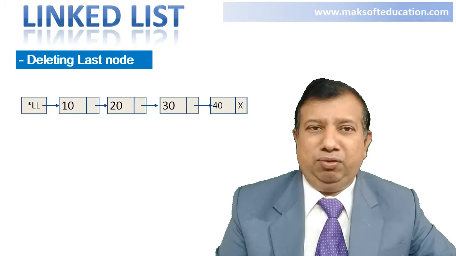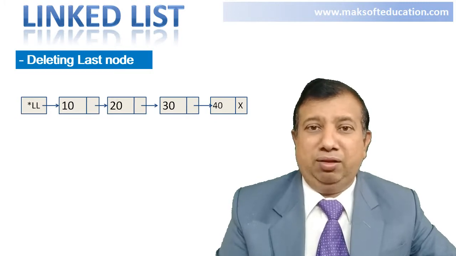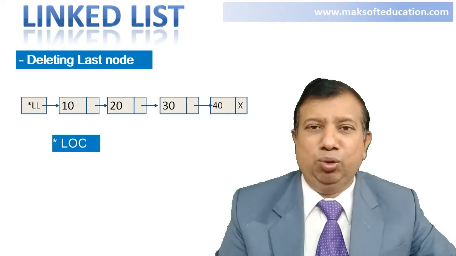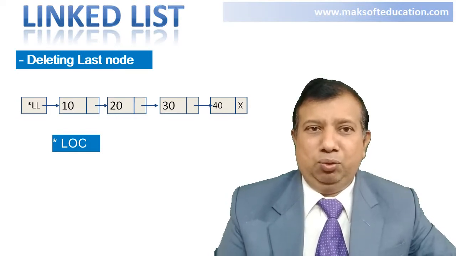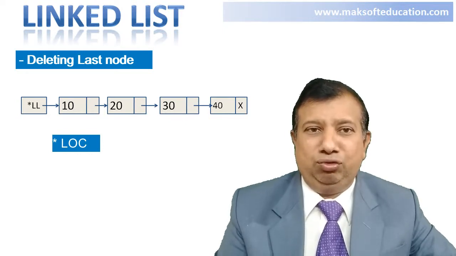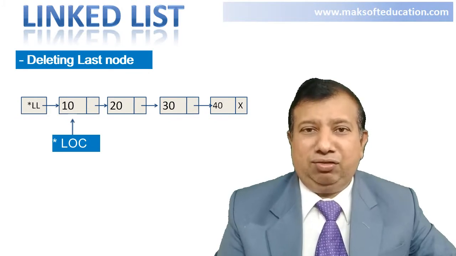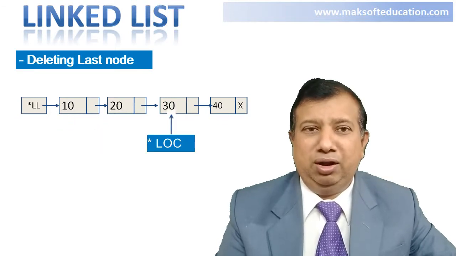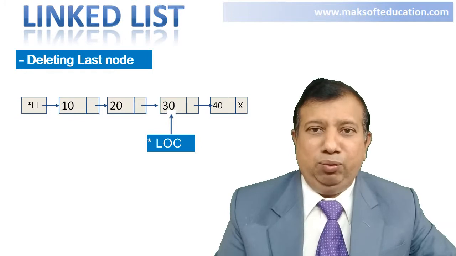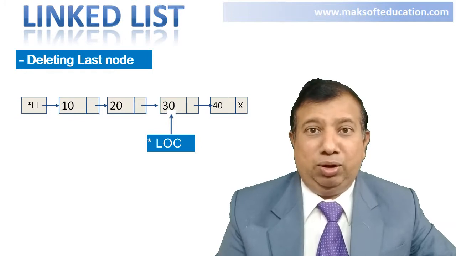Now for this purpose we can assume another variable, let us say LOC. Okay, so LOC indicates the location. We have to find out where is the last node in the linked list. So what we will do is we will first assign the address of the first node to LOC, and then as long as it has a succeeding node, we keep moving this LOC from first to second, second to third, and so on. When we reach the last but one node, we will stop.